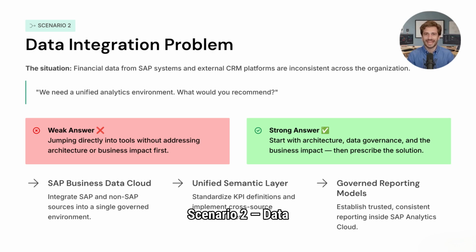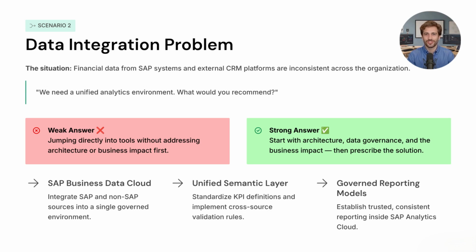Scenario 2, Data Integration Problem. A company is struggling because financial data from SAP systems and external CRM platforms are inconsistent. The AI stakeholder says, "We need a unified analytics environment. What would you recommend?" A weak candidate jumps directly into tools. A strong SAP consultant starts with architecture and business impact.